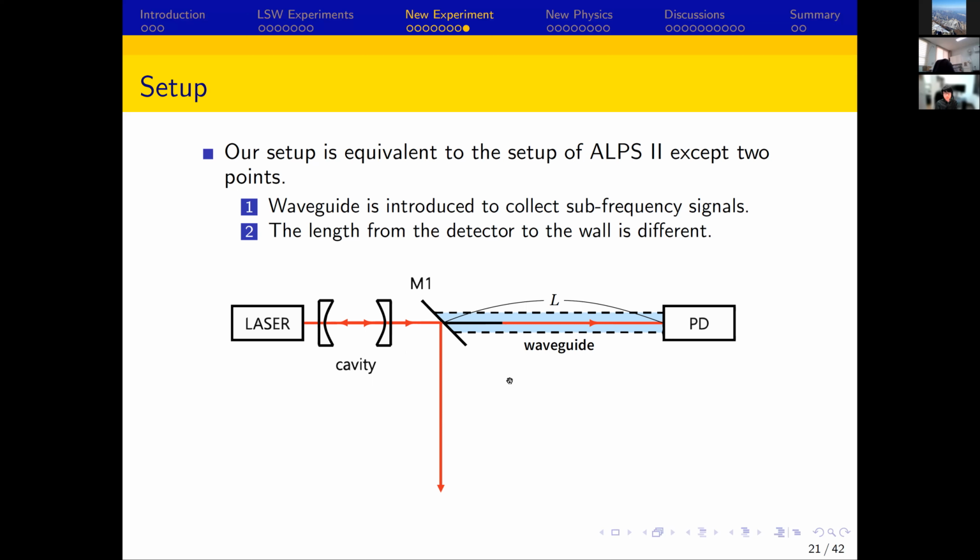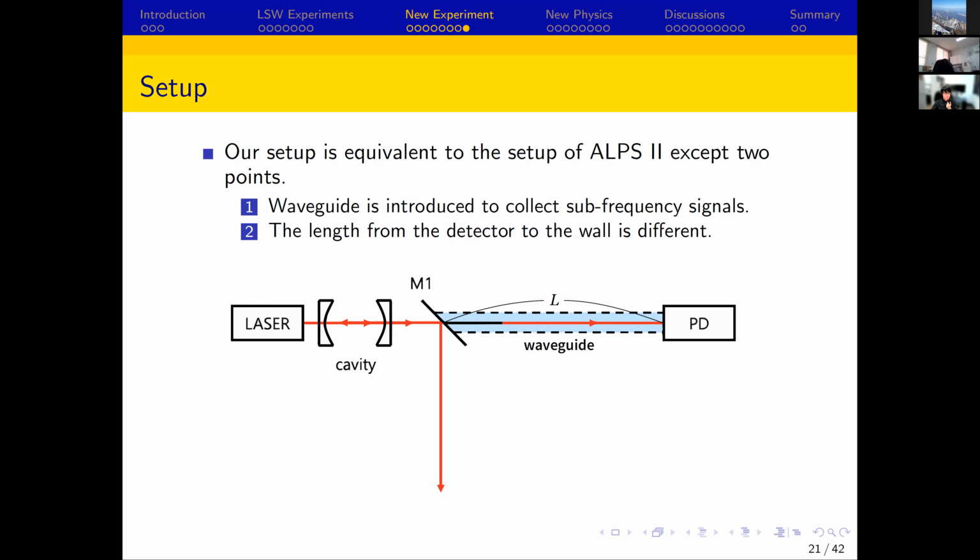First of all, as I explained, a waveguide is introduced to collect the sub-frequency signal, and we vary the length from the detector to the wall. As we've seen before, the length from the detector to the wall in output 2 is 100 meters. We studied the setup with the same 100 meter length. However, we also studied the setup with a 1 meter length to consider a tabletop experiment.